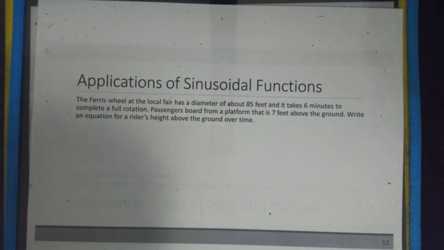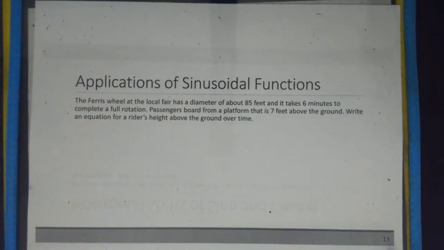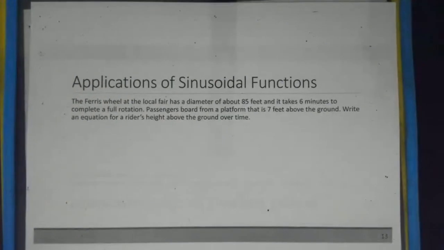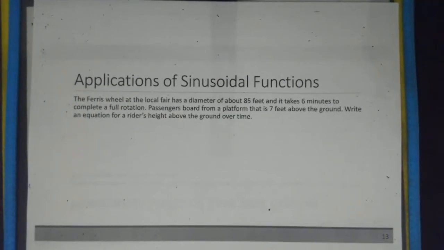Let's see if we can do an application with this. The Ferris wheel at the local fair has a diameter of about 85 feet, and it takes 6 minutes to complete a full rotation. Passengers board from a platform that is 7 feet above the ground. We're going to write an equation for the rider's height above the ground over time.